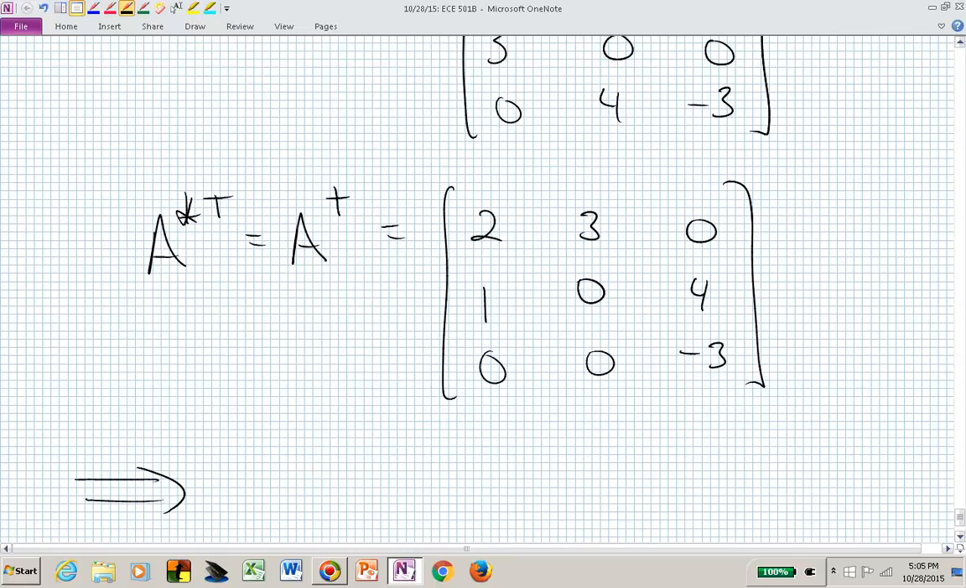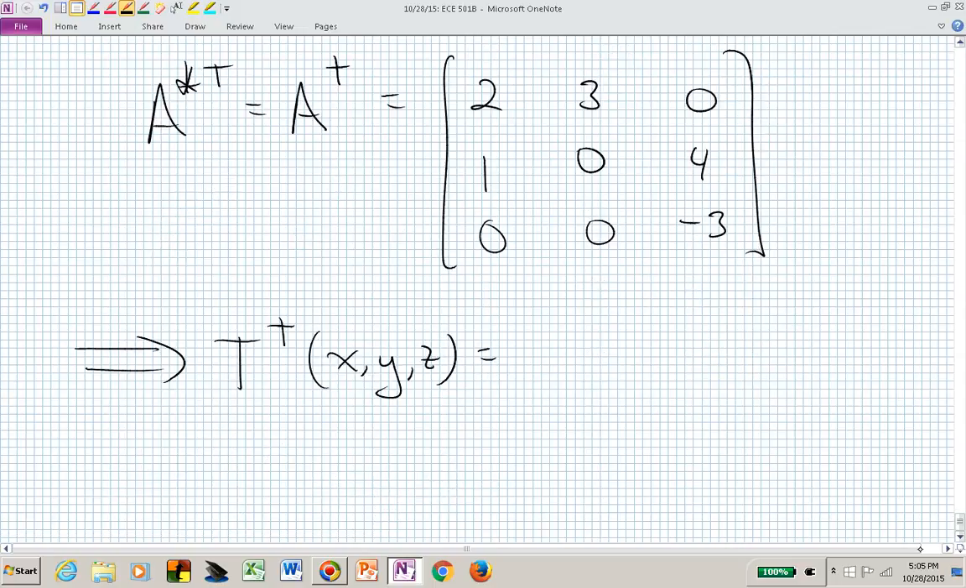So that now I can produce the adjoint of my linear map T, and that becomes 2x plus 3y in the first coordinate, x plus 4z in the second coordinate, and minus 3z in the third coordinate.